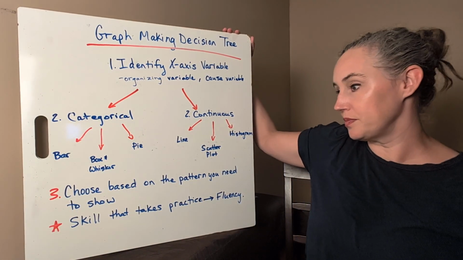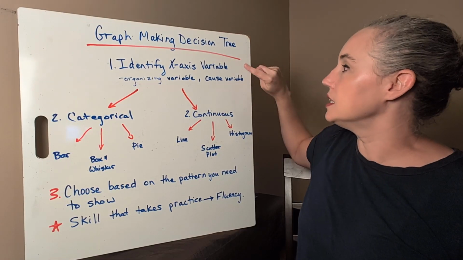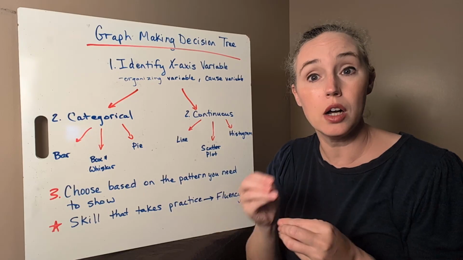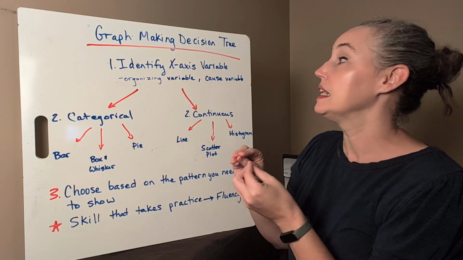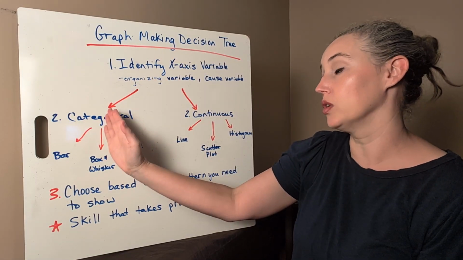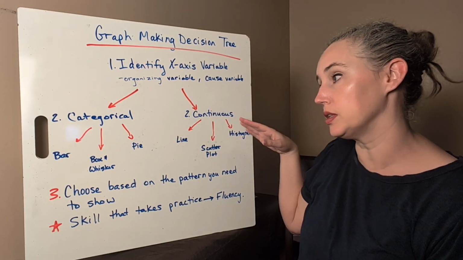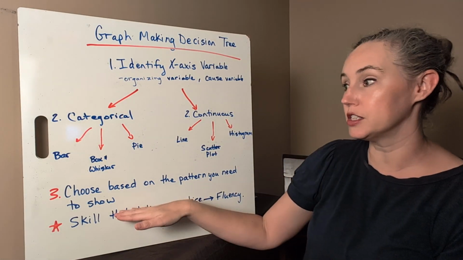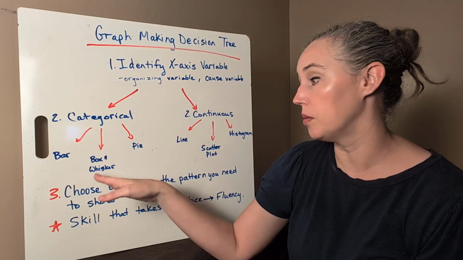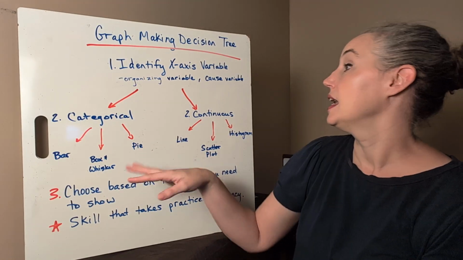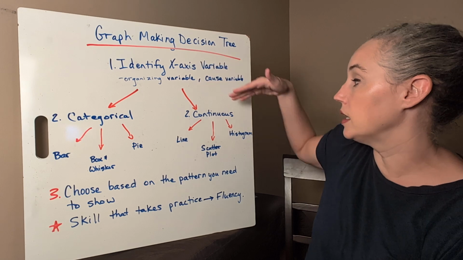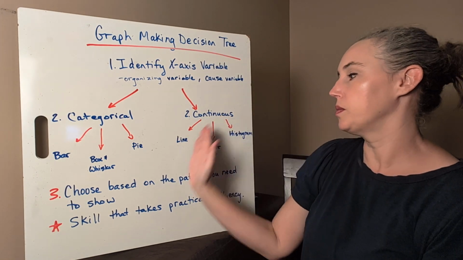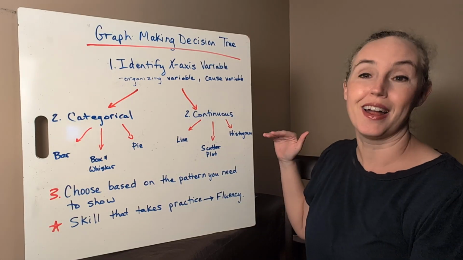So let's sum it up. The first thing we do is identify our x-axis variable, our cause or our organizing variable. Then determine: is it a categorical one or is it continuous? If it's categorical, depending on the pattern we need to show, we might choose a bar, a box and whisker, or a pie chart. And if our data is continuous, we might choose a line graph, a scatter plot, or a histogram.